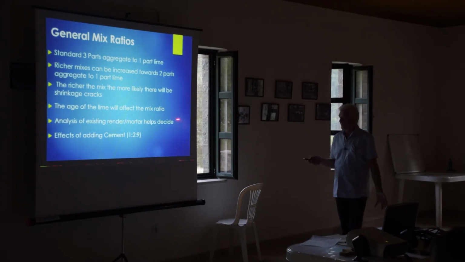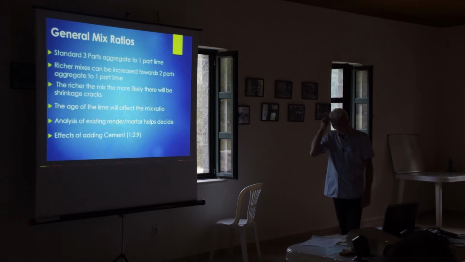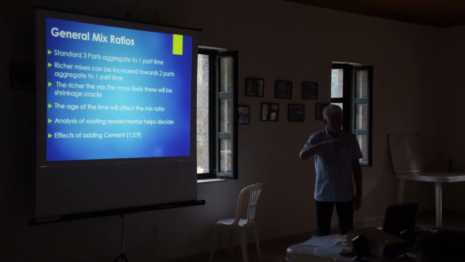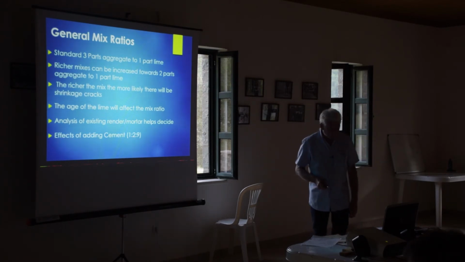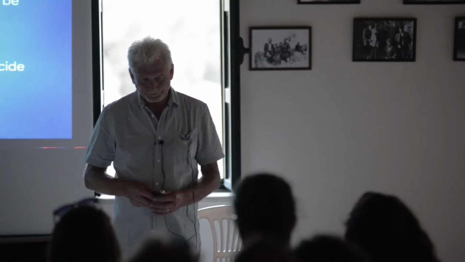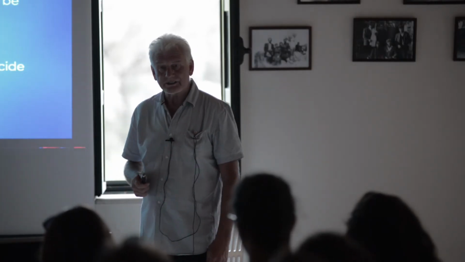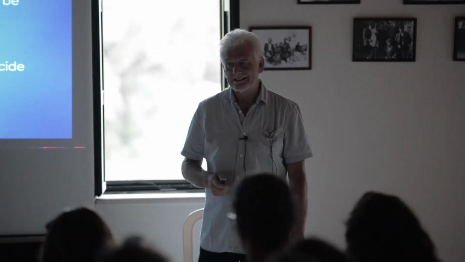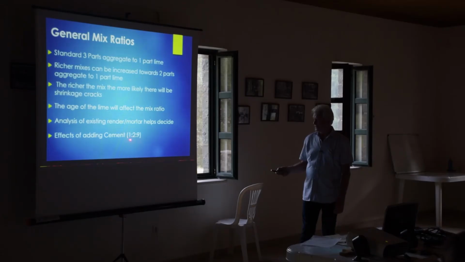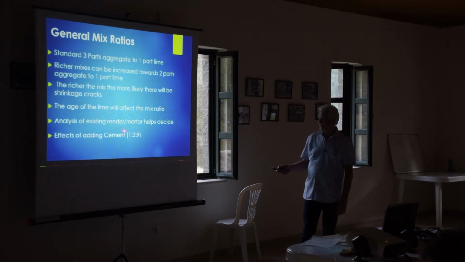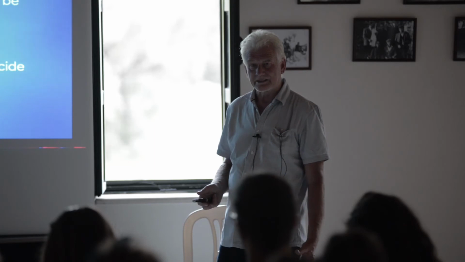Analysis of existing render. Obviously, if you're repairing a building and you want to match in, then you should do some sort of analysis. Effects of adding cement. There was a period in the 1990s when English Heritage were recommending adding 1 part cement to 2 parts lime to 9 parts aggregate, sand.